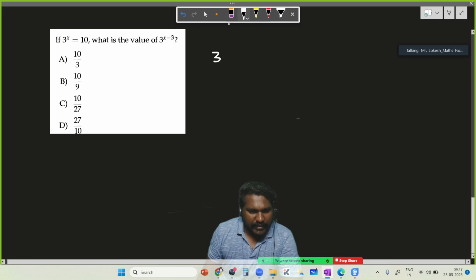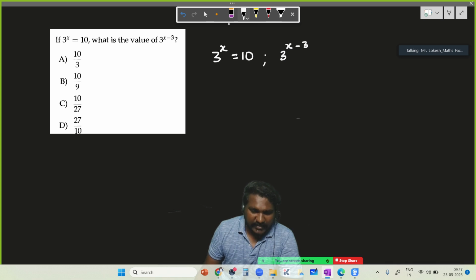Given that 3 power x is equal to 10, what is the value of 3 power x minus 3? Whenever you see this type of expression, a power m minus n, you have to remember the formula in both ways.